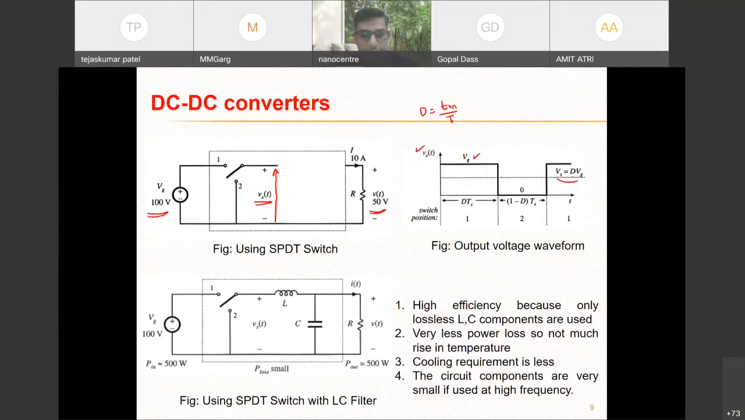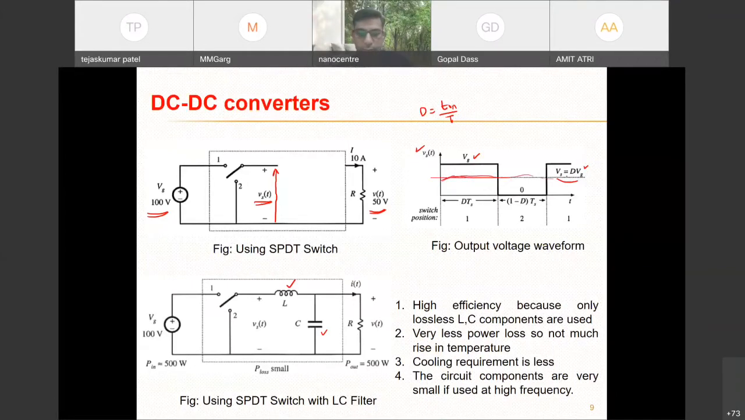When we do the Fourier analysis of this waveform, we find that it has a DC component equal to Vs = d × Vg, where d is the duty cycle, that is T on upon T. Here T is the period of operation for one cycle, and T on is the period for which the switch is kept on. So the duty cycle times Vg is the DC component. That's what we want. But apart from the DC component, there are other harmonics present as well, right?